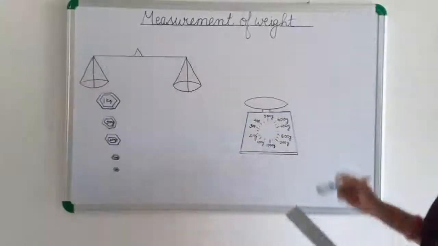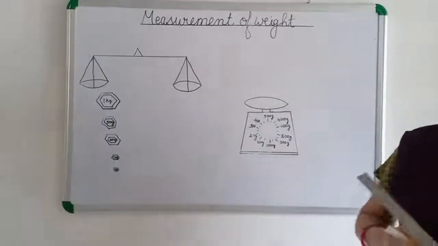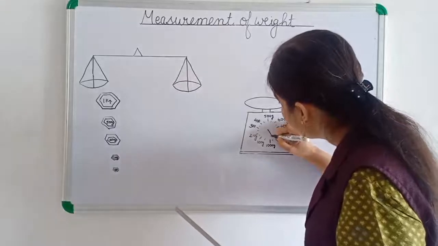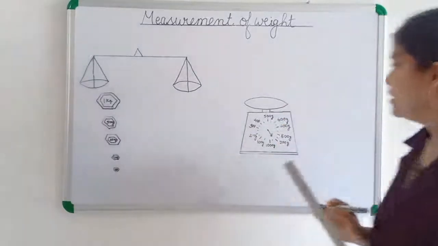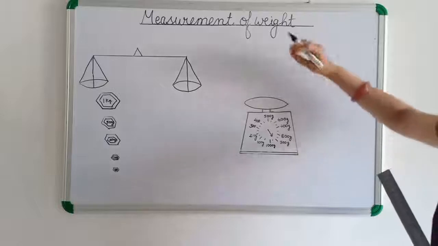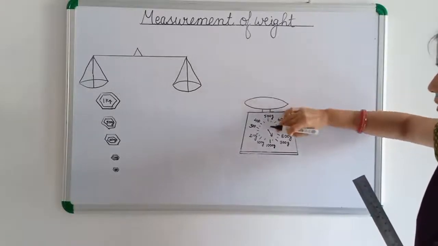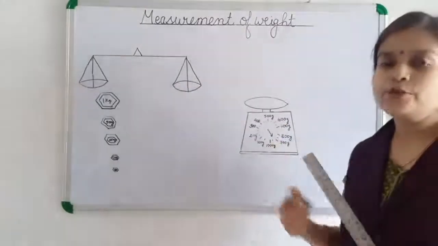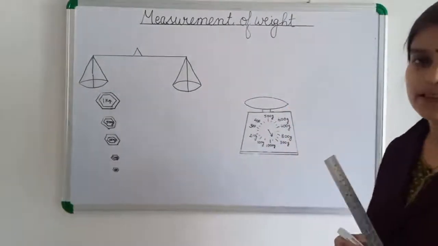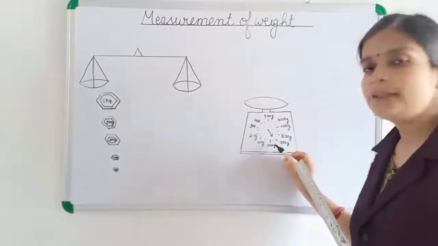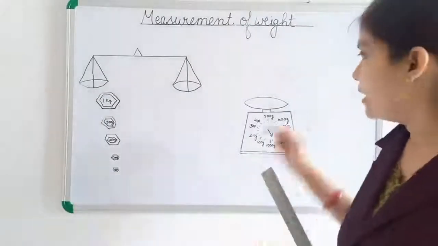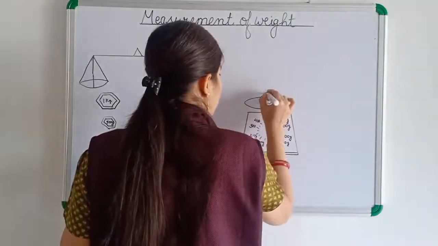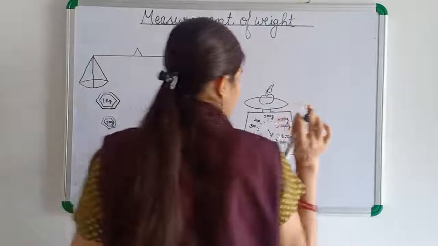Here only a scale is given like this and there is one indicator over here. If we put any object here, this indicator will move. This indicator is free to move according to the weight of the object, and where this indicator stops, that much is the weight of that object. If we put any object over here, this indicator shows the weight of that object.